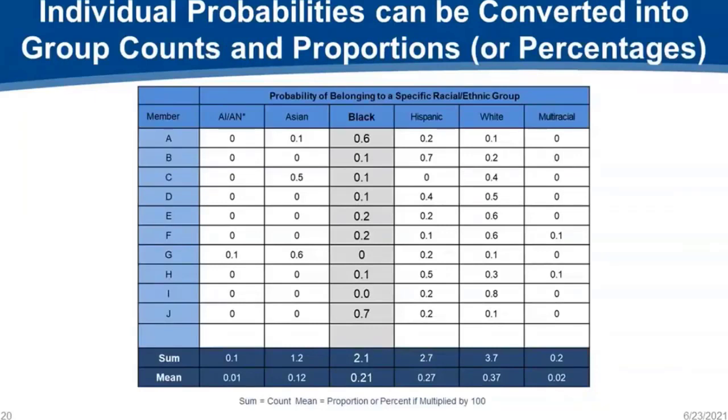Just as an example to visualize this, if you want to estimate how many members of a given group are in, say, a plan, you can just add up the probabilities to get an estimated count, or you can average the probabilities to get a proportion. Next slide, please.